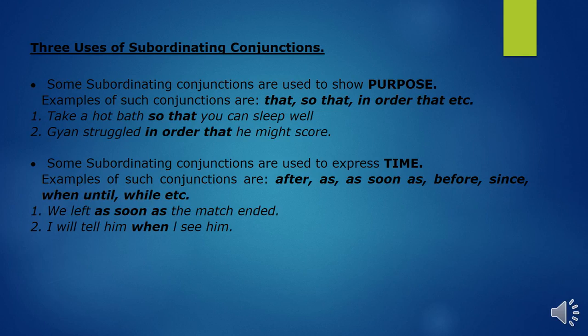Number 2, John struggled in order that he might score. So the purpose for John struggling is so that he might score. So he has to struggle to score. Okay, all right.